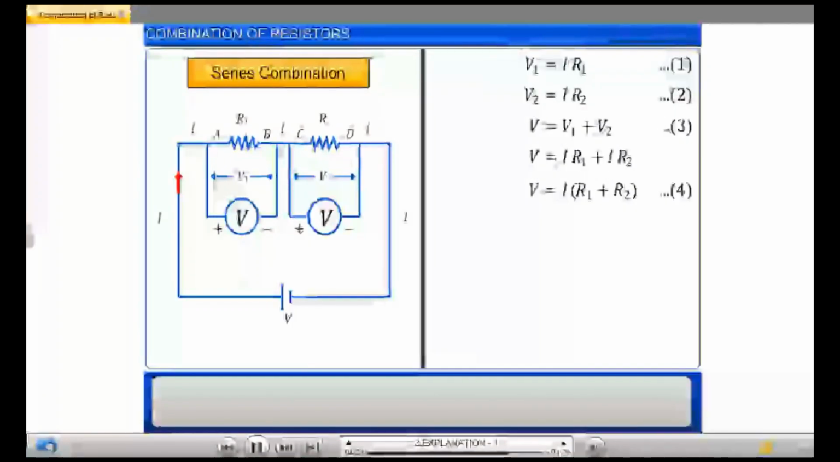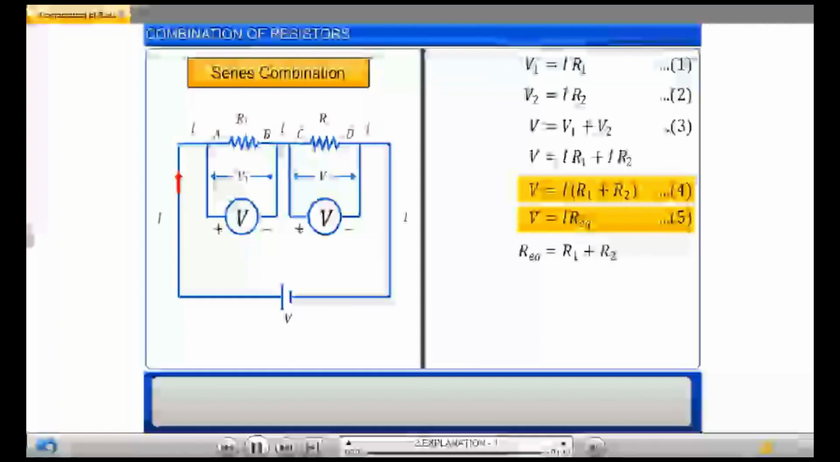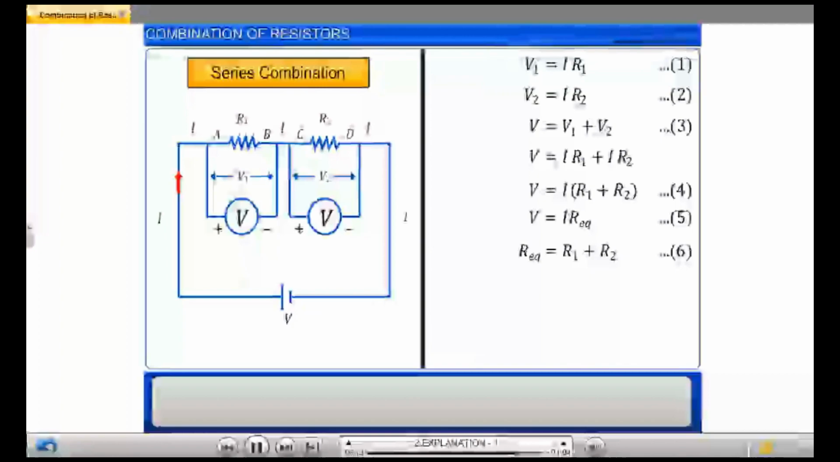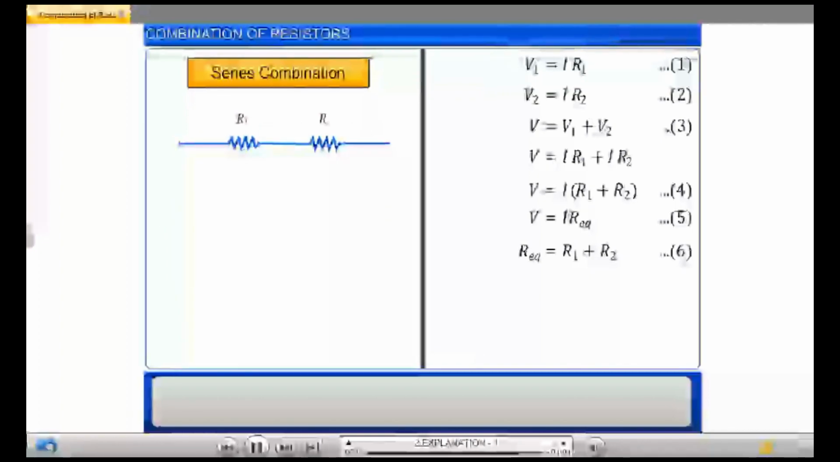Equation 4 can be written in the form V is equal to I into R equivalent. Let this be equation 5. From equations 4 and 5, we can write R equivalent is equal to R1 plus R2. Let this be equation 6. From equation 6, we conclude that when two resistors R1 and R2 are connected in series, the combination has an equivalent resistance equal to R1 plus R2.